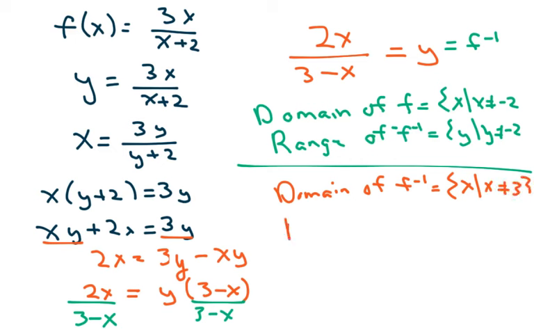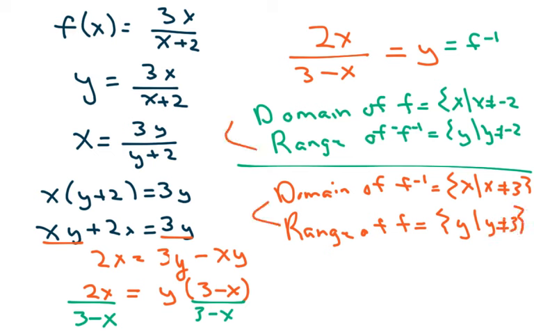That means the range of f is y such that y cannot be 3, because these interchange with one another. Okay? Now, we have to verify this.